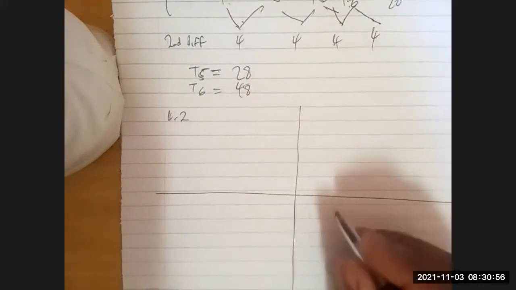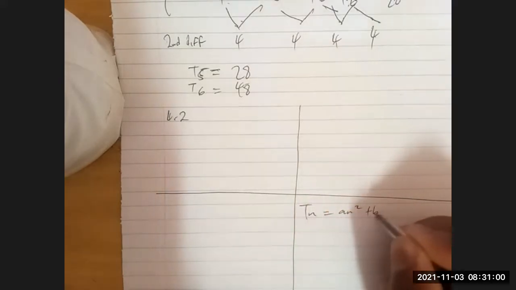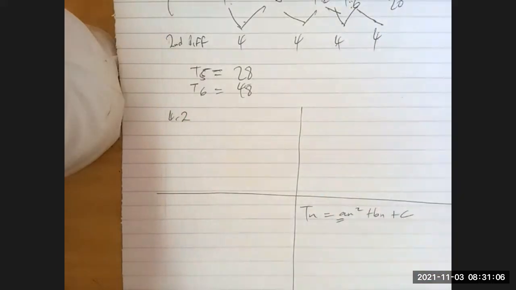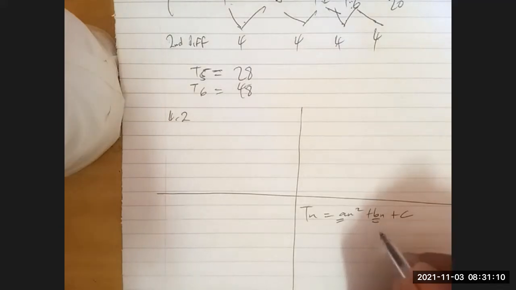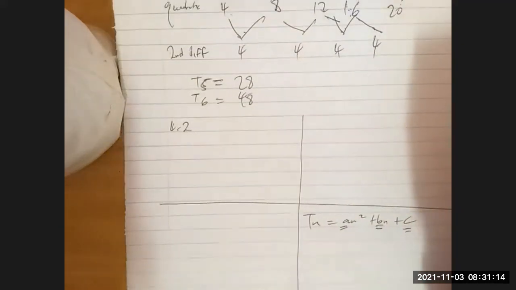And the general formula, we know that Tn is equal to an squared plus bn plus c, right? So for us to find the general formula, we need to find the value of a, the value of b, and we also need to find the value of c, right? So how are we going to go about finding the value of a?